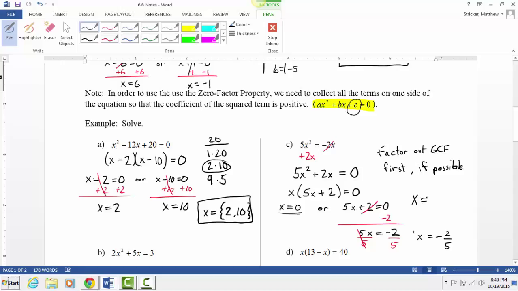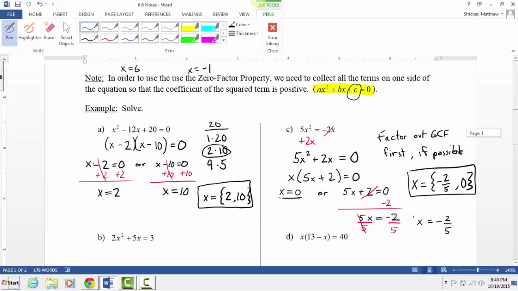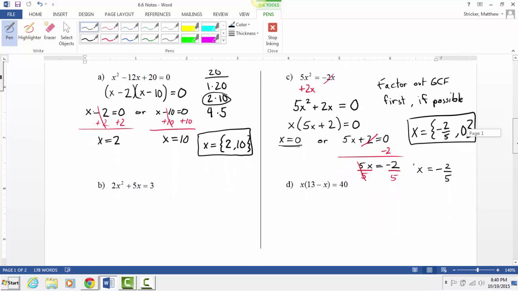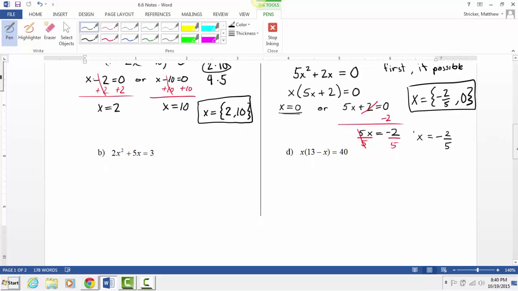So now I have two answers. One answer is negative 2 over 5, and the second answer is 0. Okay, we have some more examples here. Next one, again, it's not set equal to 0, so we need to do some work there.